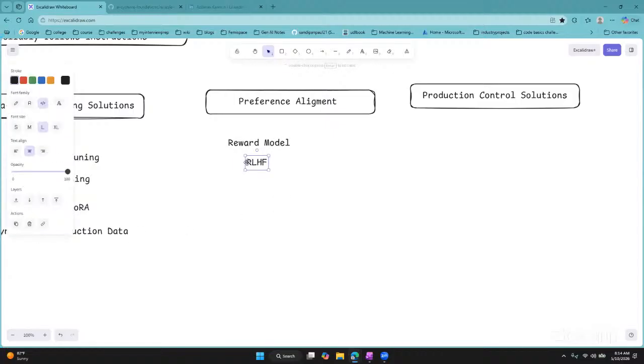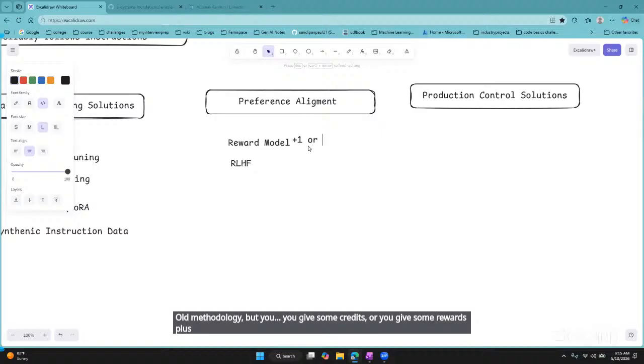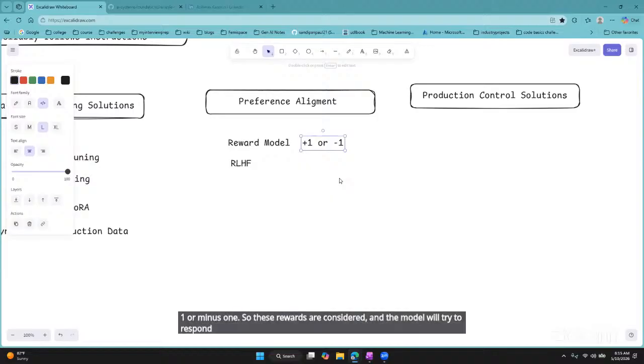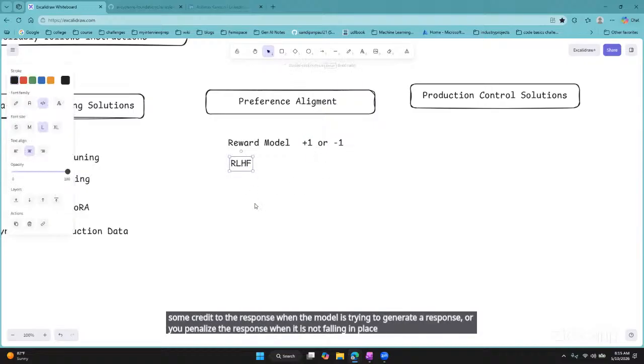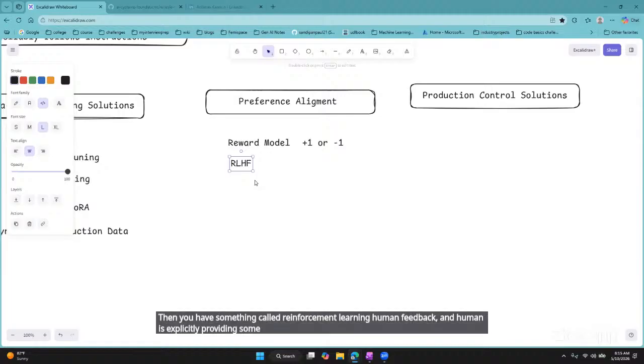Old methodology, but you give some credits or you give some rewards, plus one or minus one. So these rewards are considered and the model will try to respond as per the requirement. So reward models are something that you give some credit to the response when the model is trying to generate a response, or you penalize the response when it is not falling in place. Then you have something called reinforcement learning human feedback, and a human is explicitly providing some feedback based on the response.